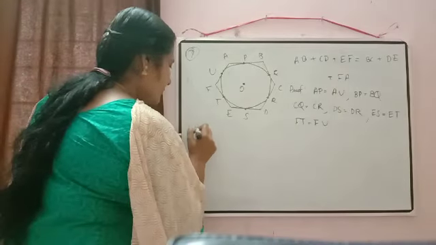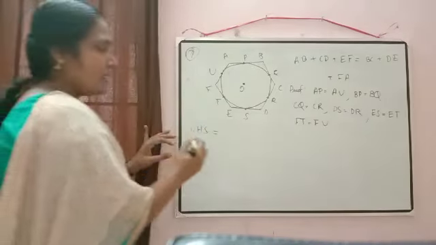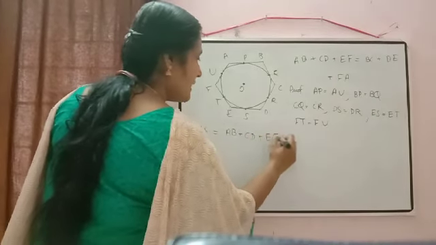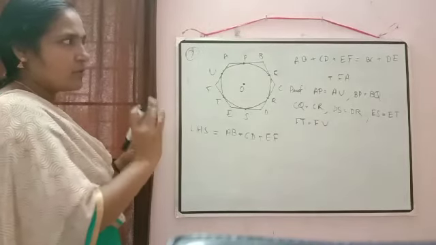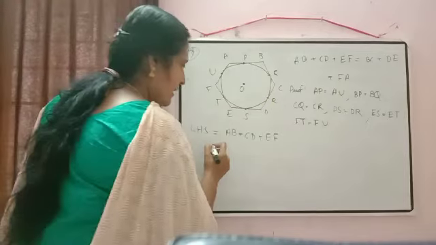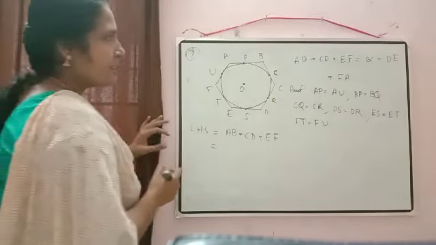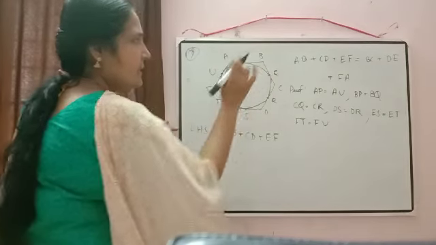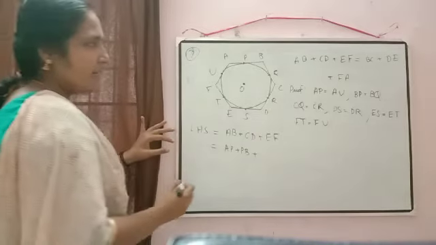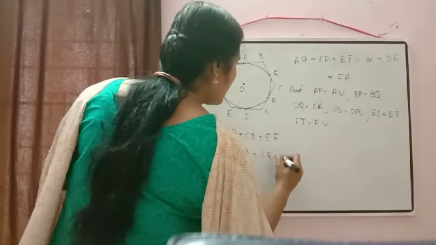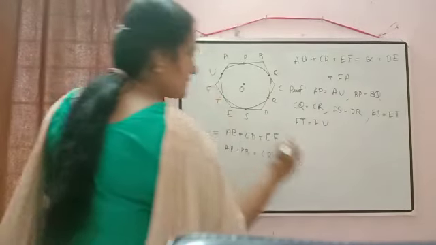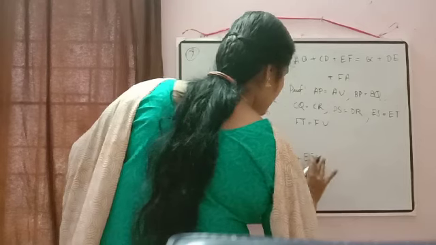Now the proof. Left hand side we will take. What we have to prove: in the left hand side we have AB plus CD plus EF, and we have to convert this into BC, DE and FA. Now we'll start. How can we rewrite AB? AB can be written as AP plus PB. CD can be written as CR plus DR. EF can be written as ET plus TF.